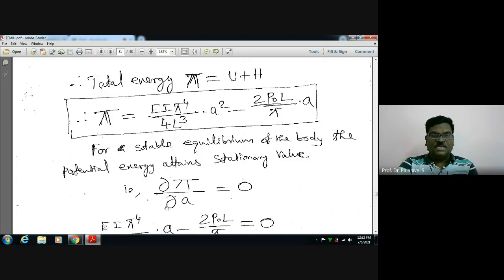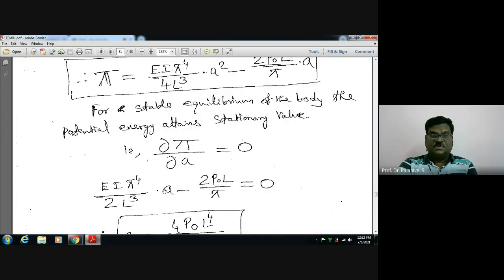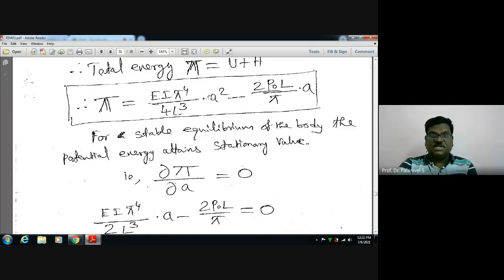So, ∂π/∂A with respect to A. Here the variable is A; this is constant, this is constant. The variable is the unknown parameter in our trial function, A. Okay, ∂π/∂A is equal to 0. So, differentiate this with respect to A. If you differentiate this with respect to A, you get 2A.